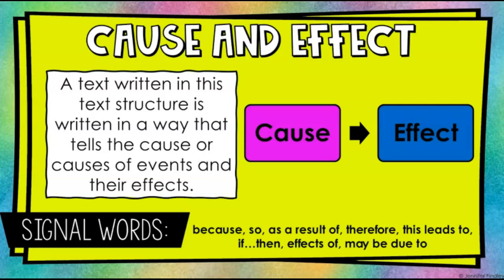All right, so a text written in this text structure is written in a way that tells the cause or causes of events and their effects.